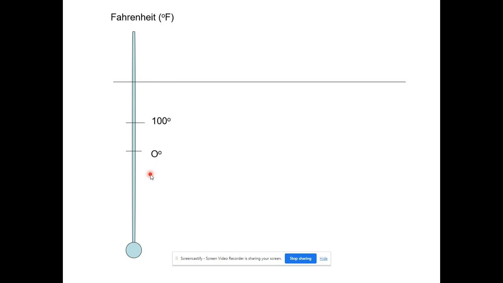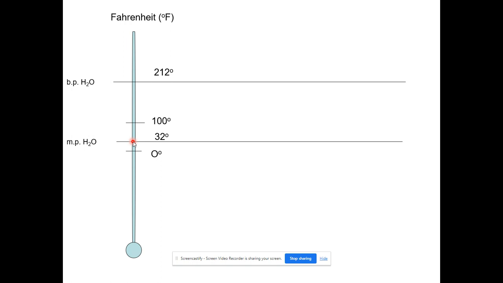Now, on the Fahrenheit temperature scale, two important points are the melting point and boiling point of water. Water melts or freezes, because remember the freezing point and melting point are the same. So water both freezes and melts depending on which direction you're going, from solid to liquid or liquid to solid. It freezes at 32 degrees Fahrenheit. So 32 degrees Fahrenheit is the freezing point on the Fahrenheit scale.